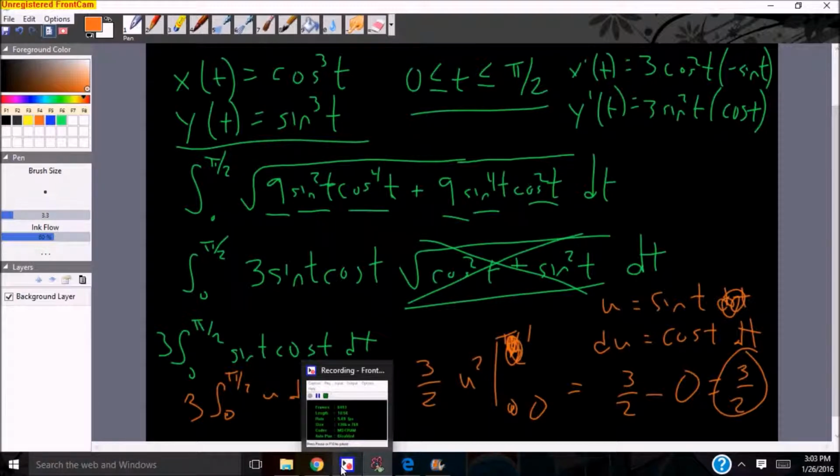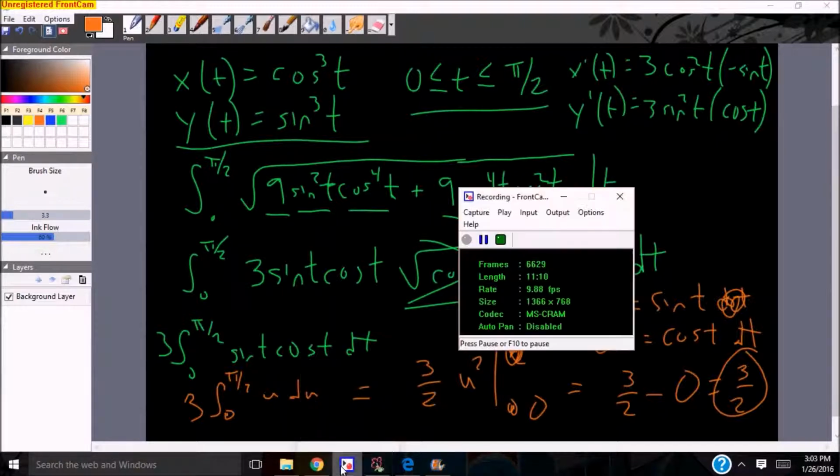And I will try to make another video in a little bit dealing with speed. If we're talking about things changing with respect to time, which these are, positions with respect to time, we can start talking about speed in parametric as well.